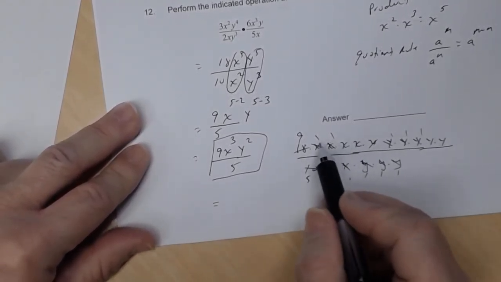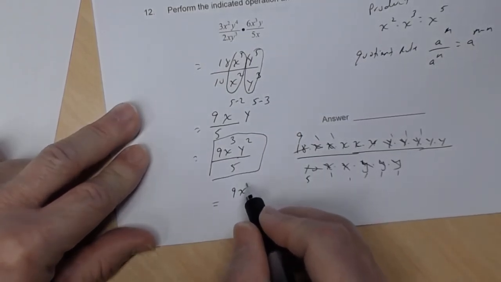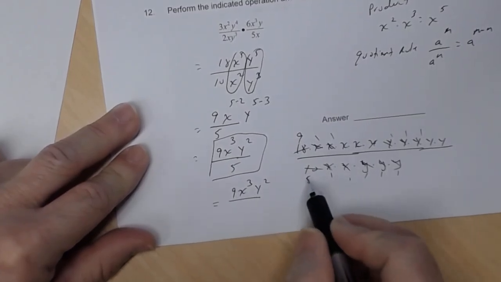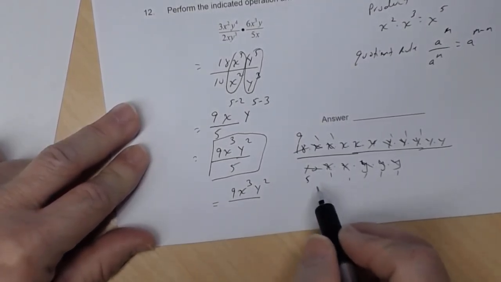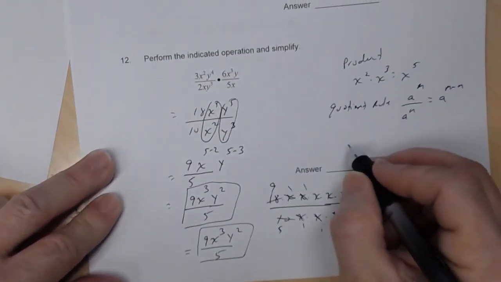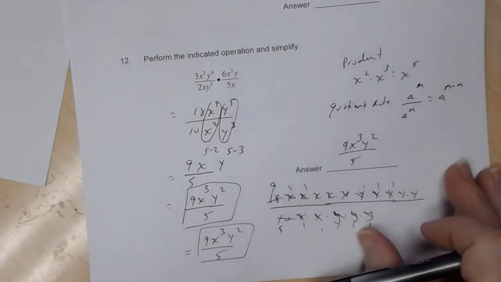In the numerator you have 9 times 1 times 1 times x times x times x, so I get 9x cubed, and then y times y is y squared divided by 5, and all these are factors of 1, so 5 times all these 1s is just 5. Alright, so you get 9x cubed y squared divided by 5.